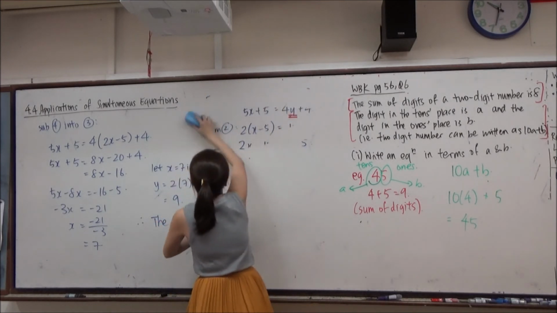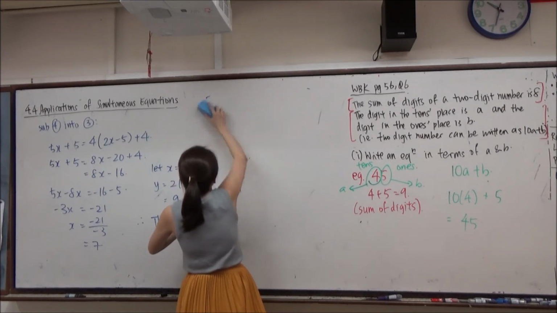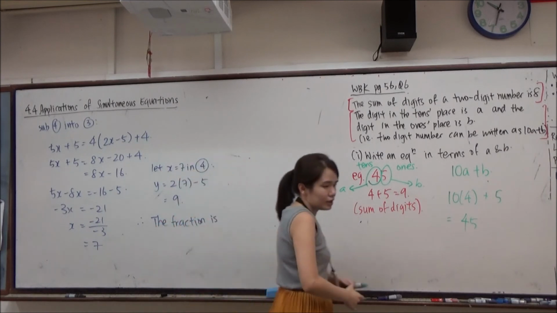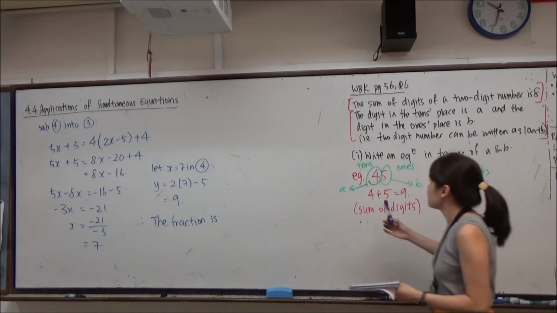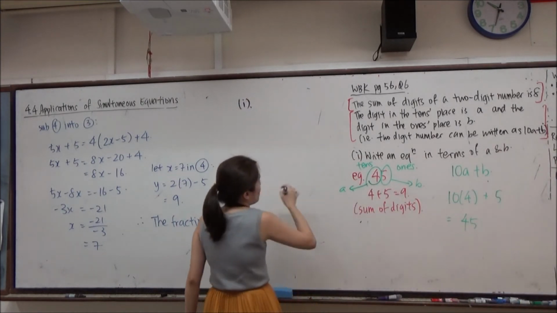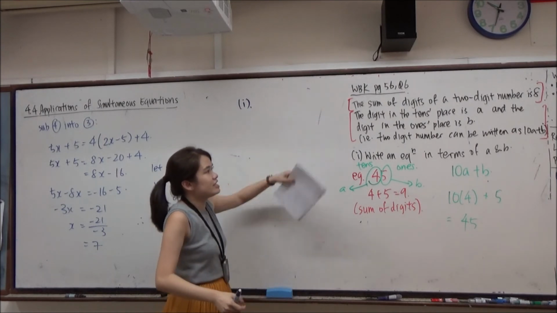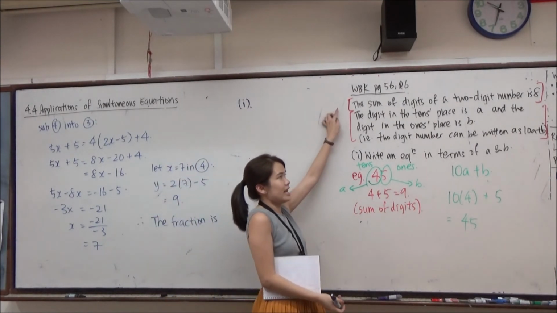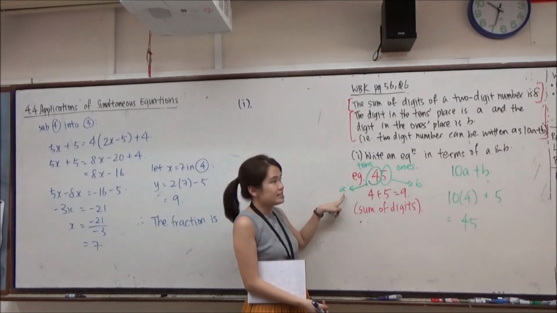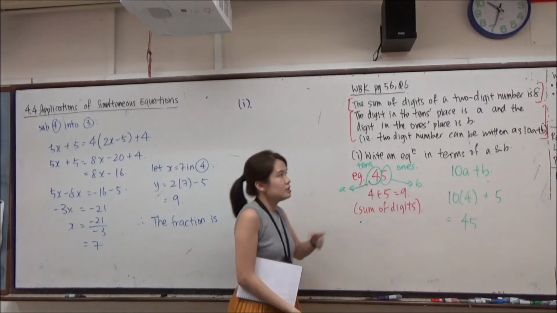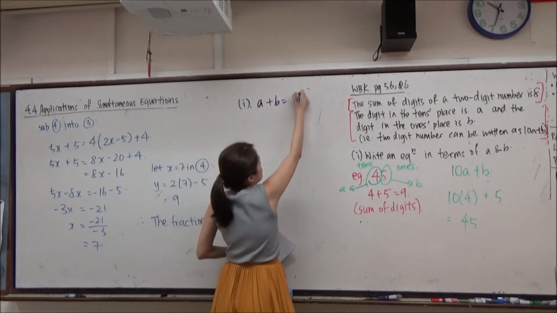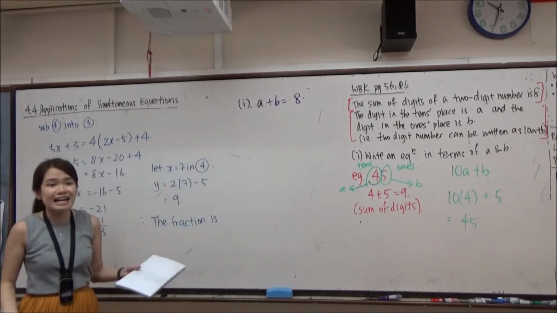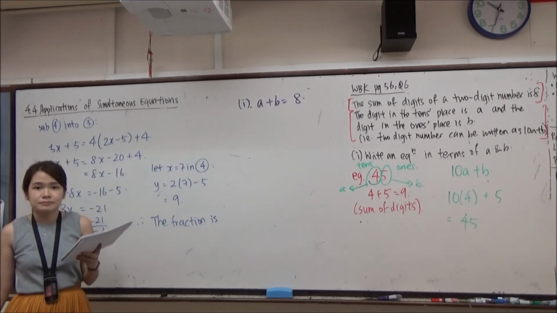So with this understanding, looking at part I, we want to write an equation in terms of A and B. If the digit is A and the digit here is B, the very first equation is simply A plus B equals 8. So that's the answer for part I.